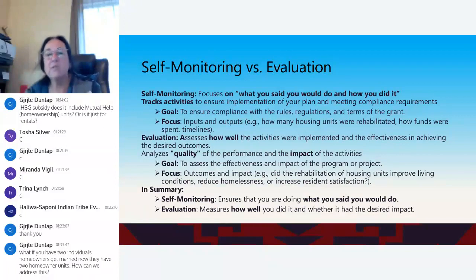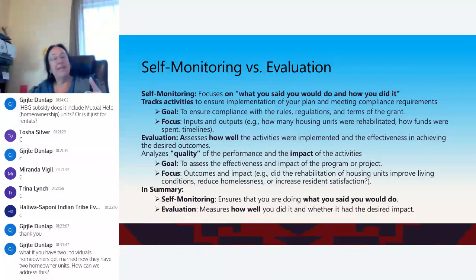Self-monitoring focuses on what you said you would do and how you said you would do it. It tracks activities to ensure implementation of your plan and meeting compliance requirements. The goal is to ensure compliance with the rules, the regulations, the terms of the grant. Your focus would be the inputs and the outputs. How many units were rehabbed? How much funds were spent? What were the timelines?